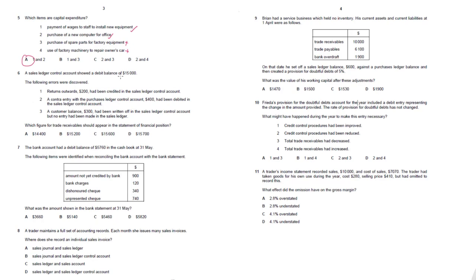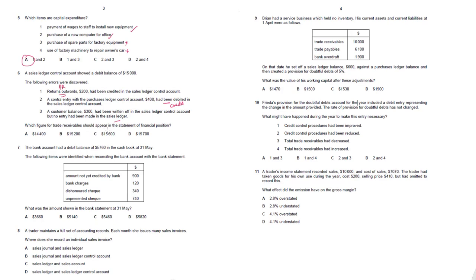A sales ledger control account shows a debit balance of 15,000. The following errors were then discovered. Return outwards $200 has been credited in the sales ledger control account. Now return outwards is purchase returns. It should not appear in the sales ledger control account, but they've put it on the credit side. Contra entry, $400, had been debited in the sales ledger control account, but a contra entry should be shown on the credit side. Customer balance $300 had been written off in the sales ledger control account, but no entry has been made in the sales ledger. It means in the customer's account the entry is not made.